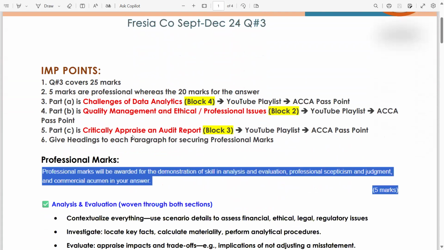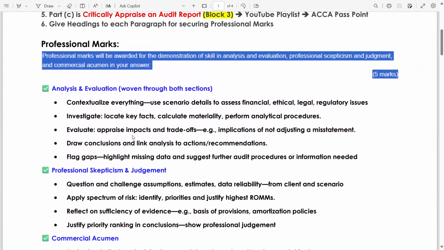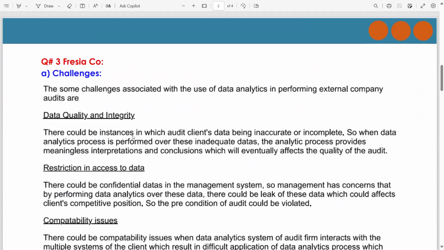Now, there are important points which, as you all know, I have been listing throughout the past paper series. After that we have professional marks. If any student wants to get the professional marks then you have to read it. Now we have an answer.